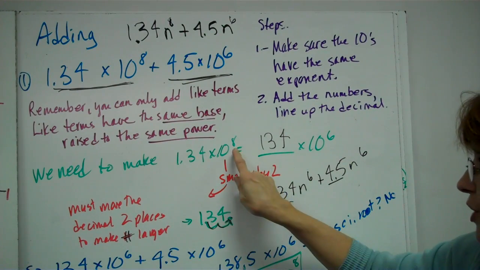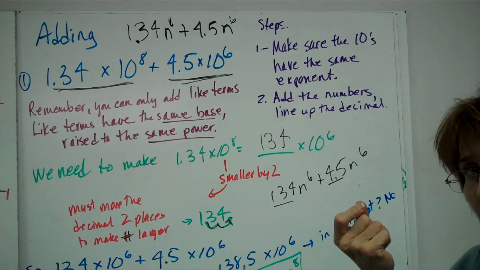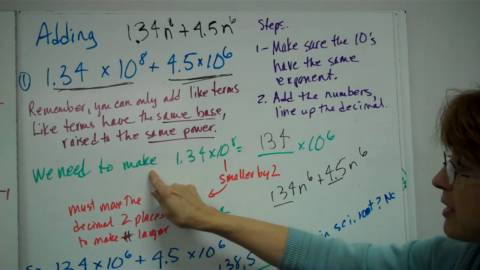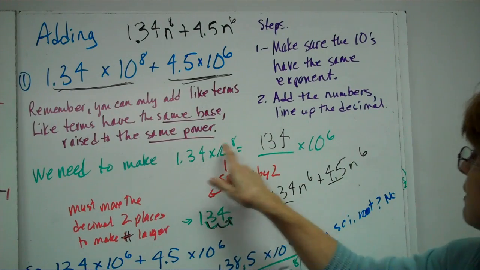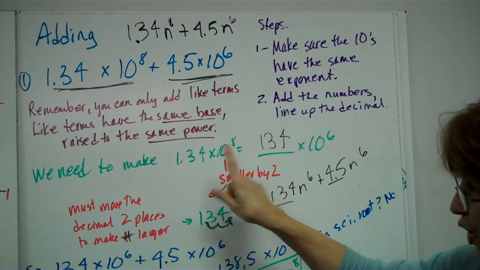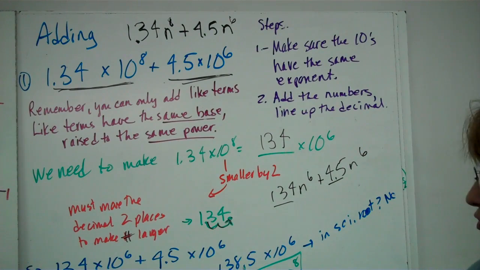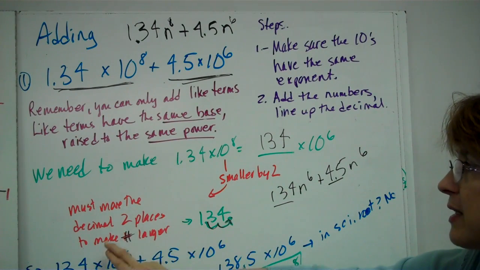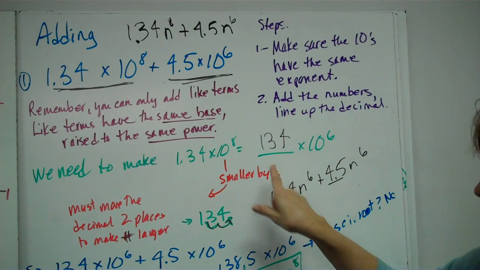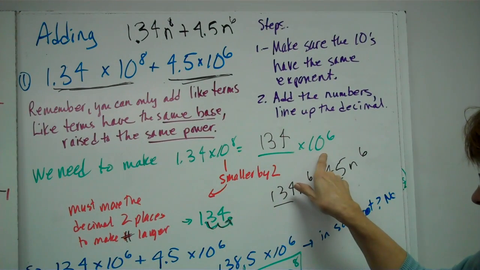So what I realize is when I go from 8 to 6, I go smaller by 2. So to make it equal, like we talked about last time, you have to move this 2 decimal places over. I'm sorry, to make the exponent smaller, I've got to make the number larger. So you have to move this over 2 decimal places to make it look larger. So be careful, because you can get confused. So move the decimal 2 places to make it larger. So it's 134. So now I have 134 times 10 to the 6th.